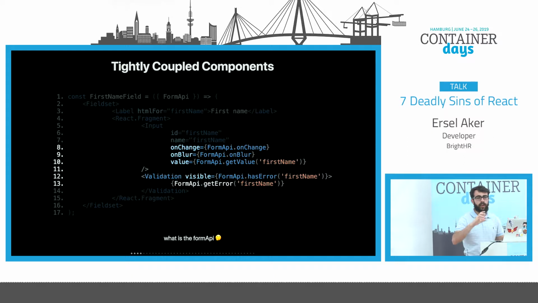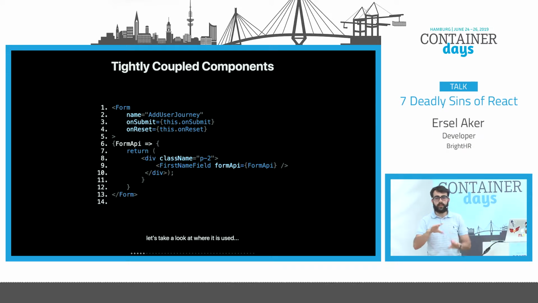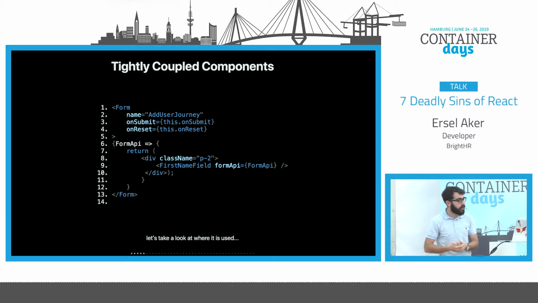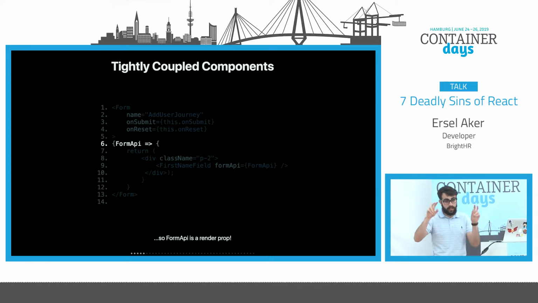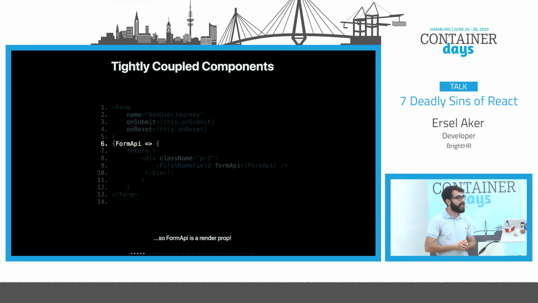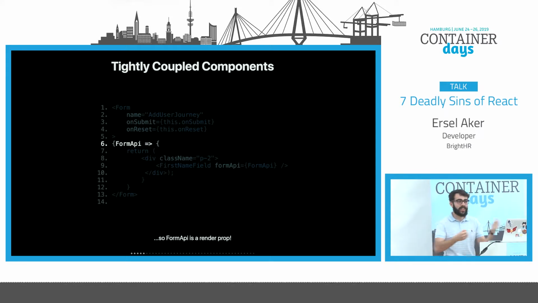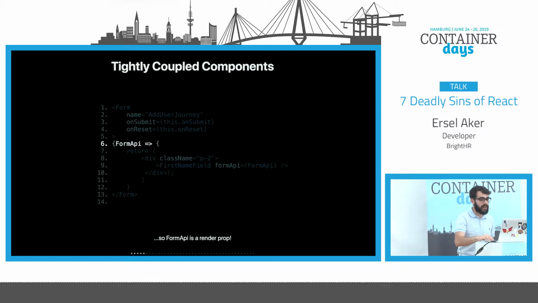So to figure it out, we need to go to the parent component, which makes use of this component. So let's do that. Then you will realize, OK, this input field is used in the context of this form. And if you take a closer look, you will realize form API is a render prop provided by this form component, right? So this input name field, although it's abstracted away, put into some separate component or whatever, you can't really use it without the context of this form. It needs to live within this form at all times.